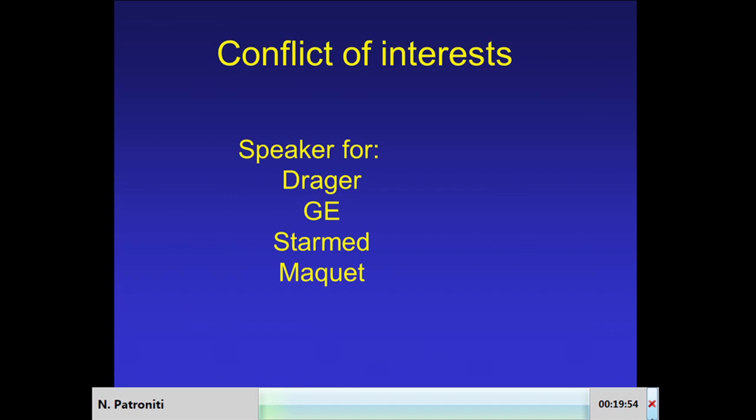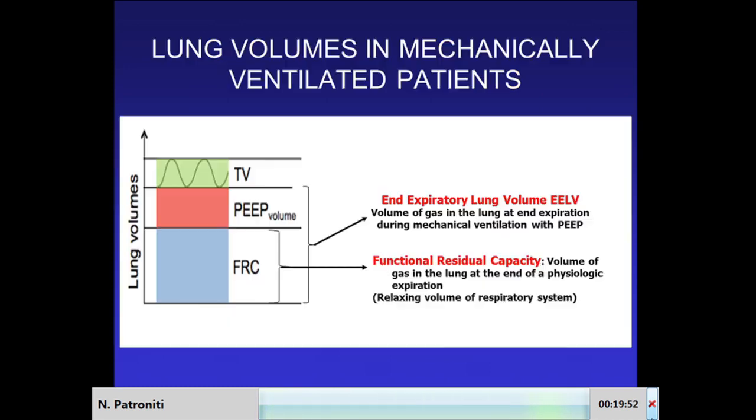Thank you. So, monitoring alveolar recruitment by lung volumes. These are my conflicts of interest. And these are the relevant lung volumes we will talk about.